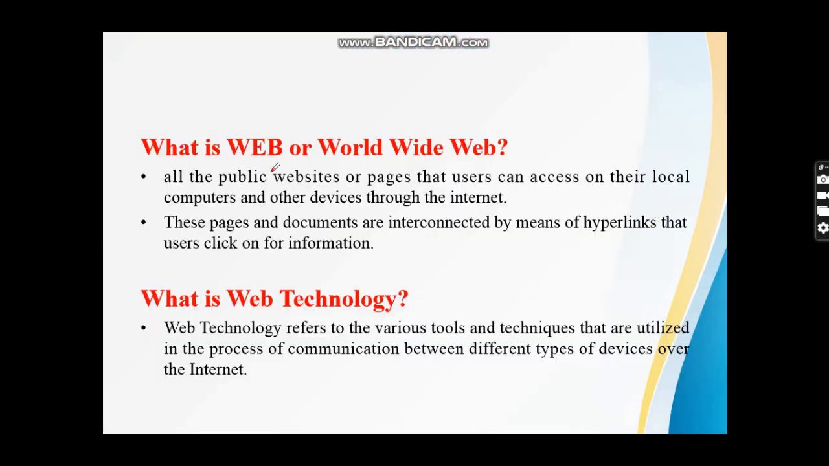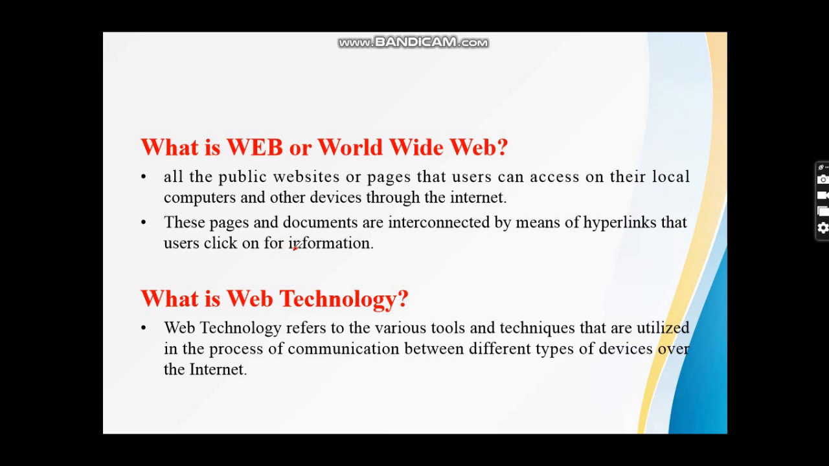So what is web or World Wide Web? The short form for World Wide Web is nothing but web, or also we can say W3. All the public websites or pages that users can access on their local computer and any other devices through the internet. These pages are documents which are interconnected by means of hyperlinks that users click on for the information.